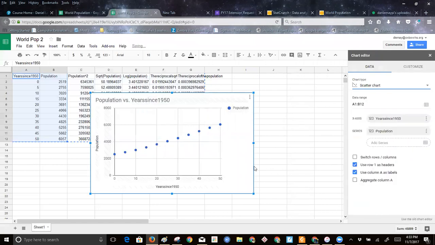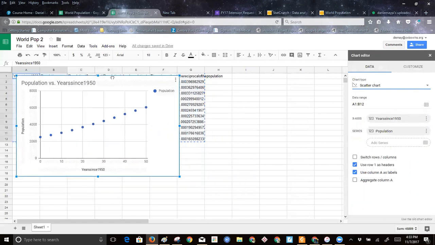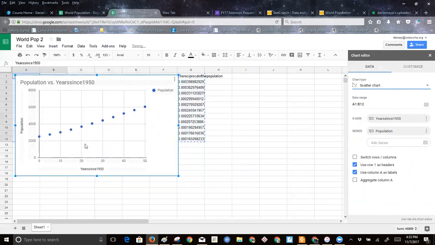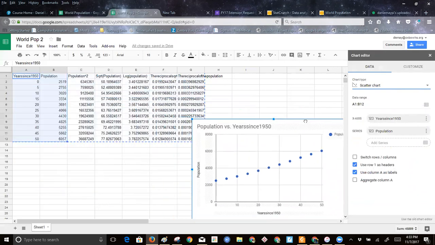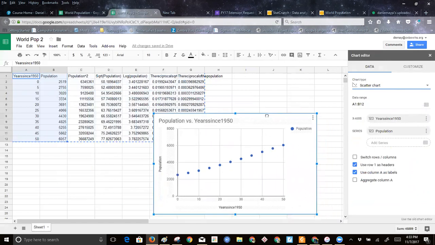Here we go. So we're seeing something that looks kind of linear, but remember when we looked at the residual plot, there were some very large errors. And it didn't really look like a linear model would be the best model to use. And if you think about it, it is population growth, which would be an exponential model.